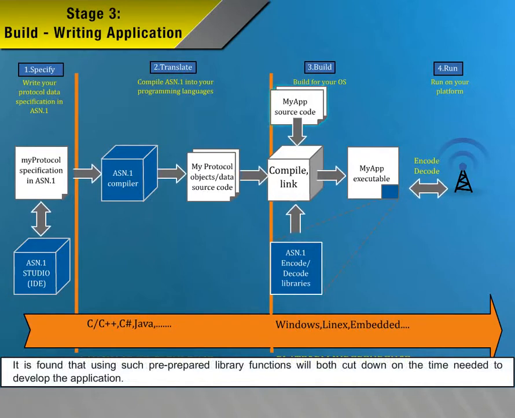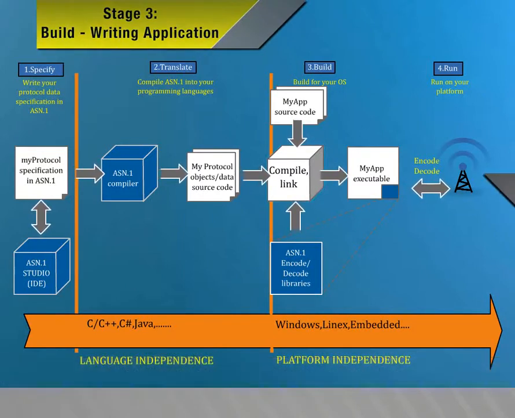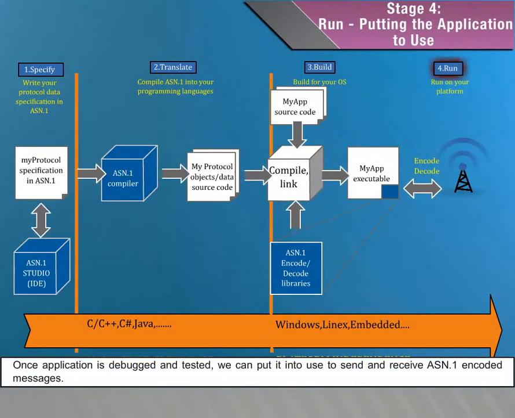It is found that using such pre-prepared library functions will cut down on the time needed to develop the application. This also increases the application's final reliability and correctness. Stage 4. Run. Putting the application to use. Once the application is debugged and tested, we can put it into use to send and receive ASN.1 encoded messages.